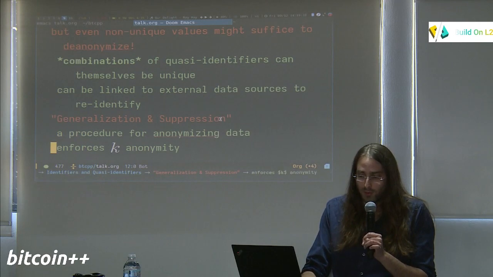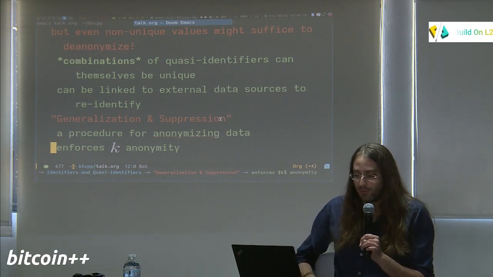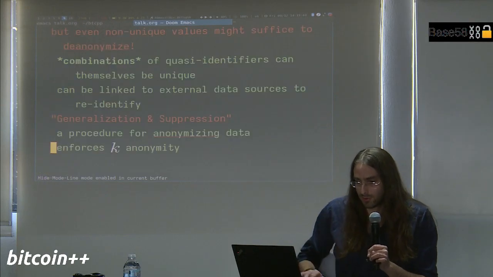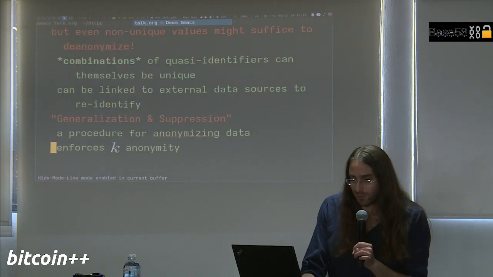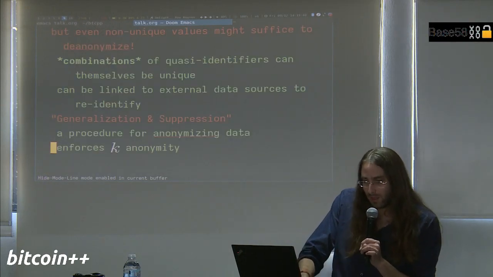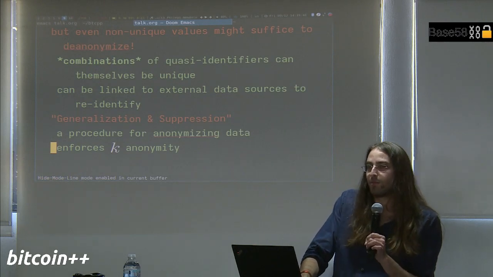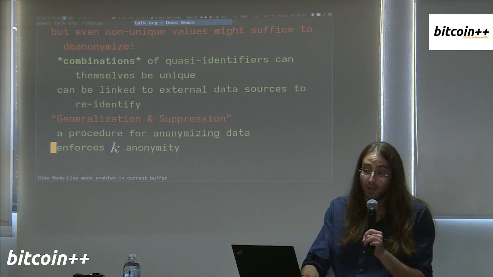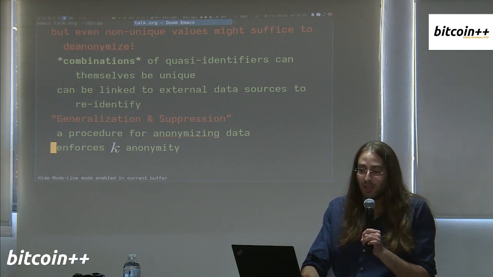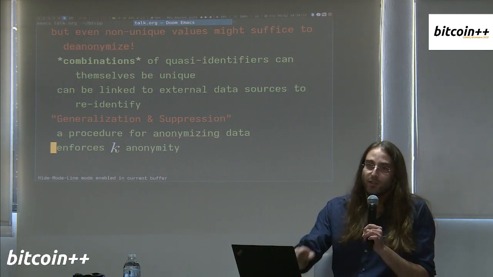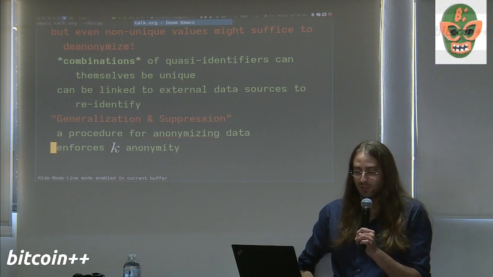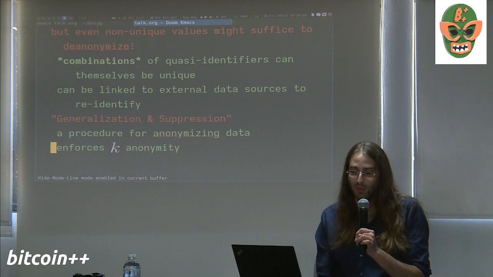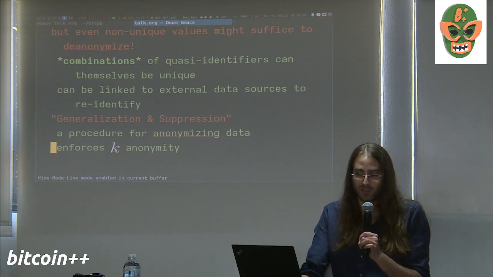So they also propose a method for, I think that gives us a little bit more real estate. So they define a sort of method for ensuring that datasets are adequately anonymized. And the procedure they give is basically just either generalize or suppress the values of the field. So what does generalization mean?